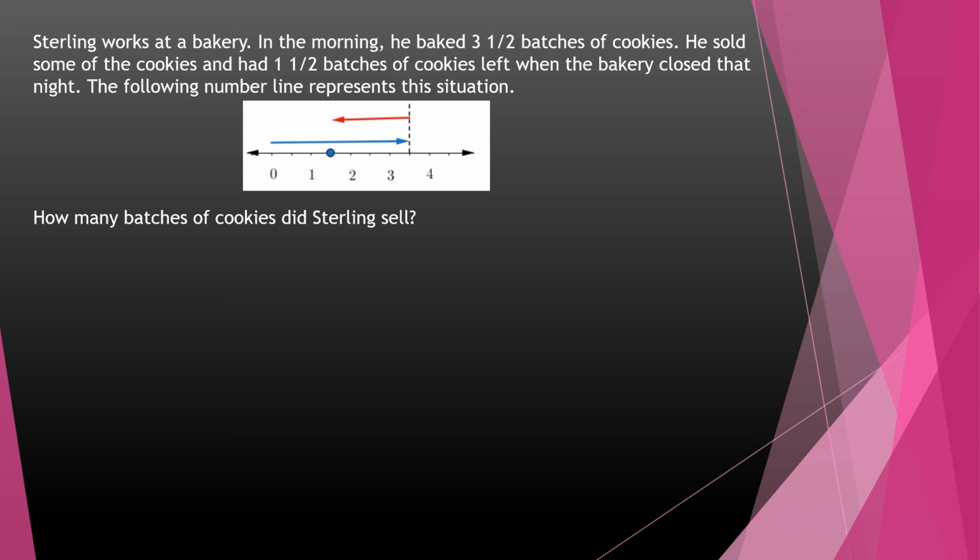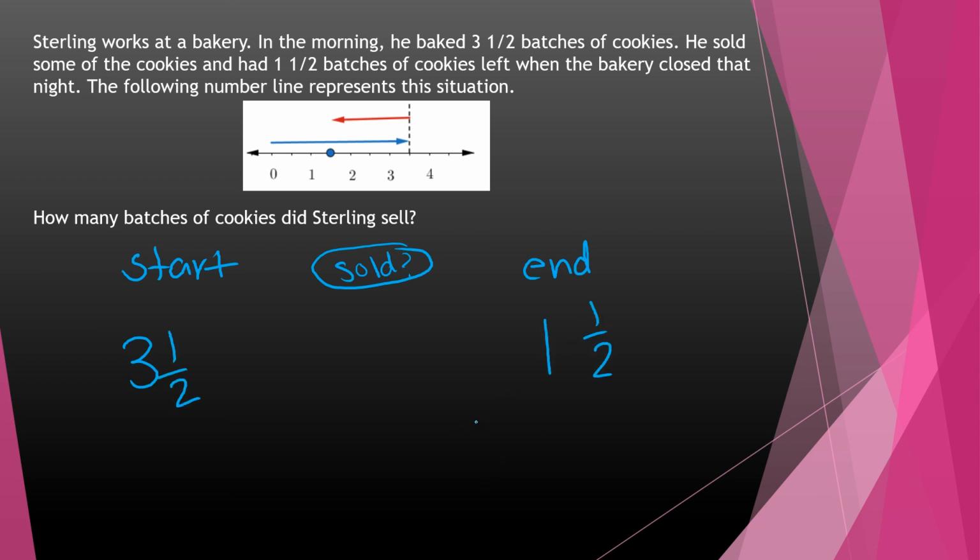Well, in the morning, let's figure out how much he started with. So let's go from his start, and then let's figure out how much he ended his day with. And then in here in the middle, this is going to be how many he sold, but we don't know that yet. Okay, so he started with 3½ batches, and he ended his day with 1½ batches. So we need to figure out this number in the center here, which would be how many batches he sold to end up with this 1½. All we have to really do here is do some subtraction.